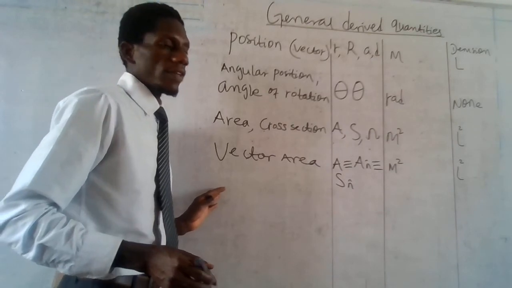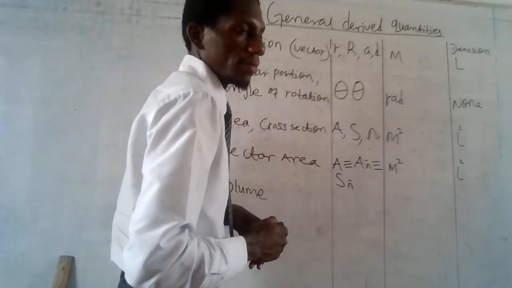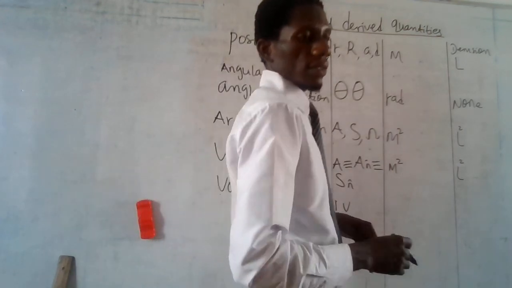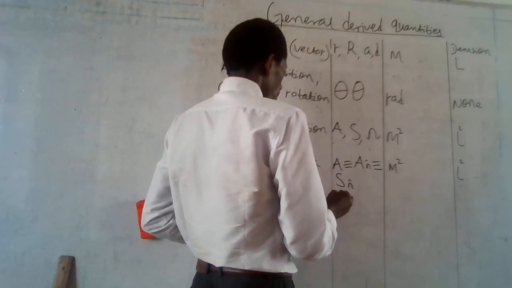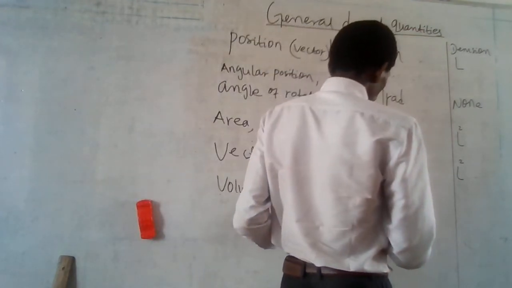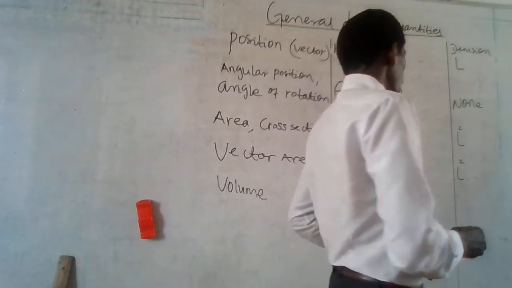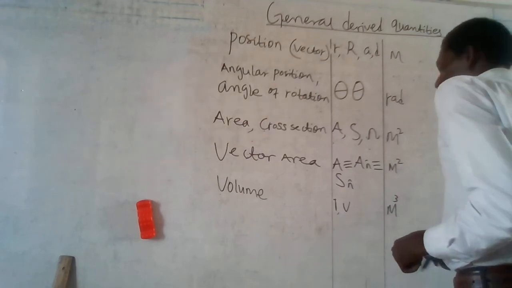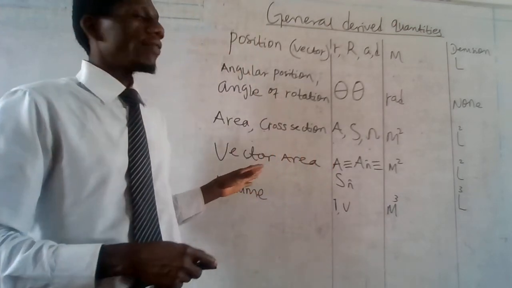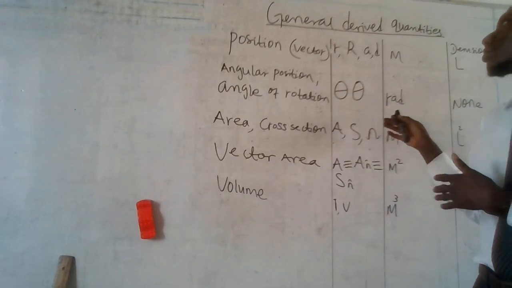And then we also have volume. Of course, we use V to represent volume. And the volume is in meter cube, that's cubic meter. Okay, so this is for area and volume, and when we are talking about space, these are the general derived quantities that we can use.